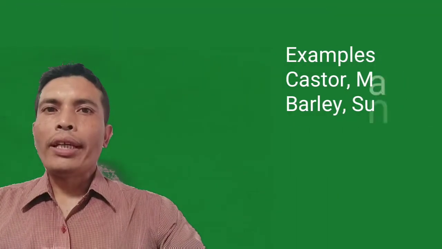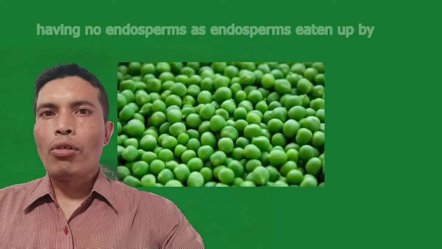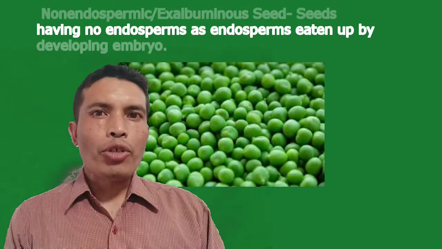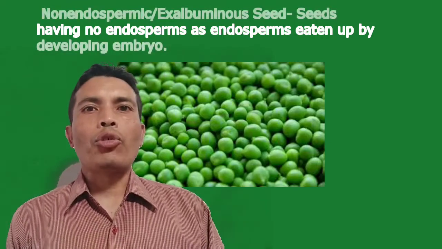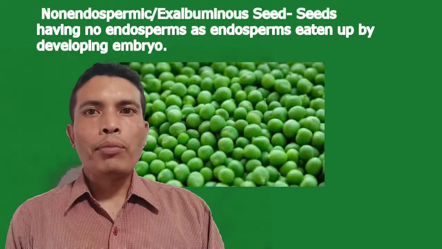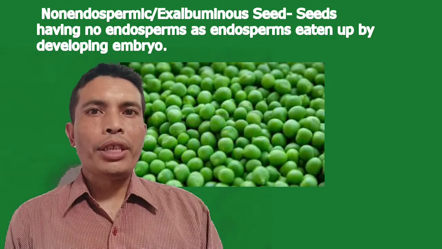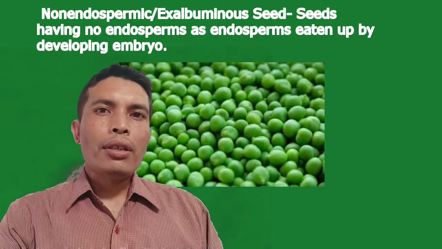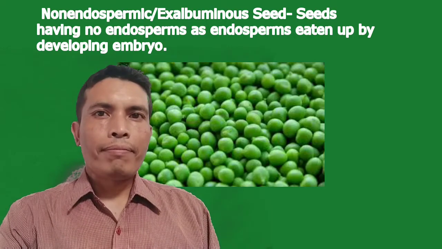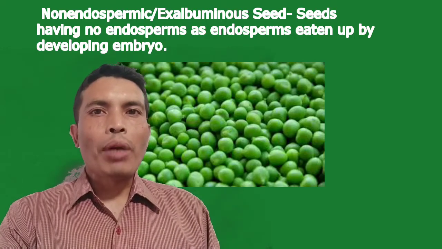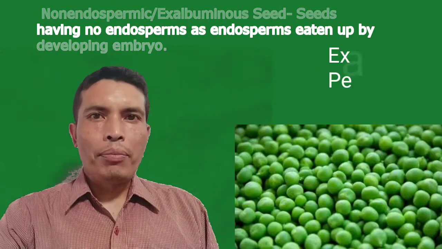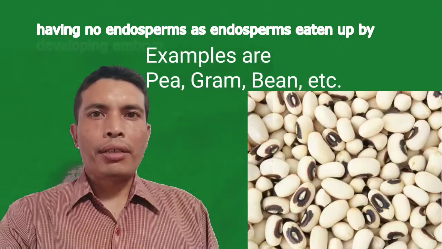Okay, so the next type of seed is called exalbuminous or non-endospermic seeds. In such seeds, the endosperm is completely eaten up by the growing embryo, and the food for later development of the embryo is then stored in the cotyledons. Such seeds are exalbuminous or non-endospermic seeds. Examples of non-endospermic seeds are pea, gram, bean, etc.